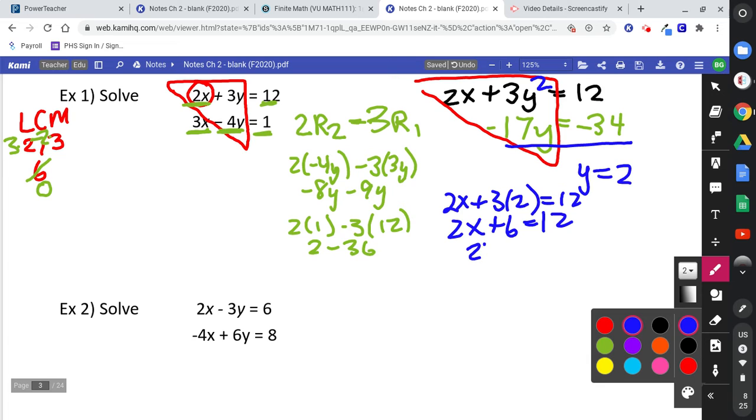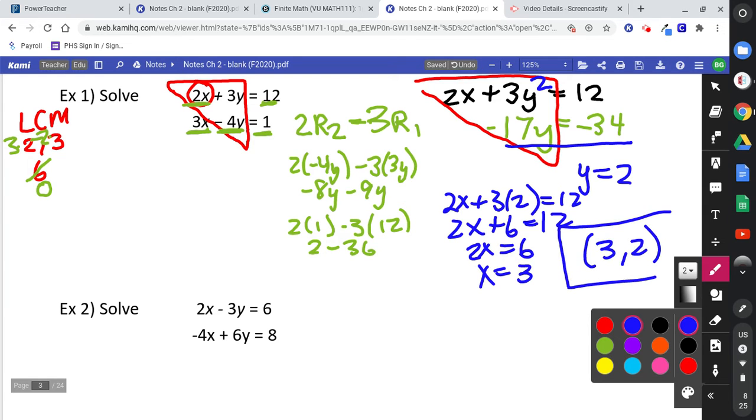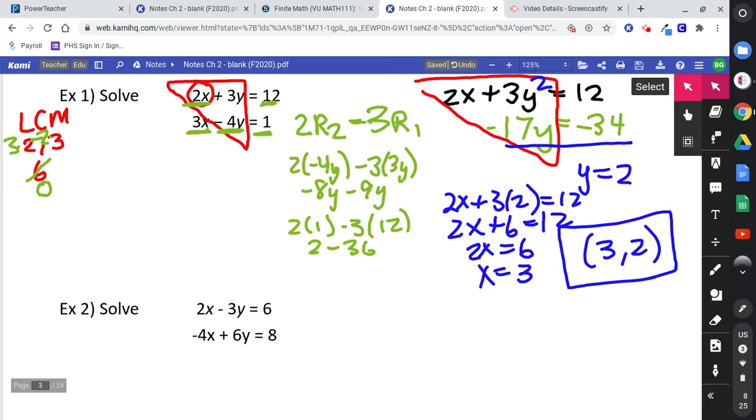Subtract the 6, you get 2x equals 6. Divide by 2, you get x equals 3. So our solution, 3, 2. That took a really long time, but once you get the hang of it, it goes a lot faster. Okay? You just have to know what you're doing.